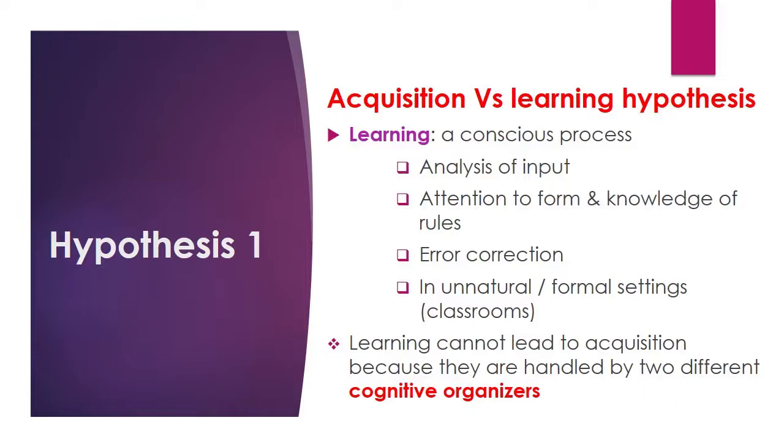In Krashen's view, acquisition is more valuable than learning because what we acquire tends to stay longer than what we learn. He also states that learning can never lead to acquisition because the cognitive organizers which are responsible for acquisition are different from the ones which are responsible for learning. This means that second language teachers should strike a balance between fluency-based activities and accuracy-based activities in order to provide learners with opportunities to promote both learning and acquisition processes.